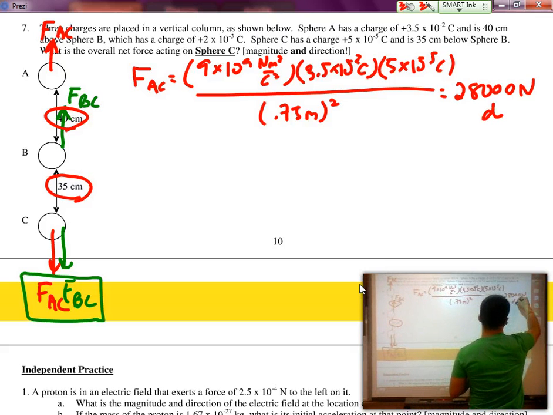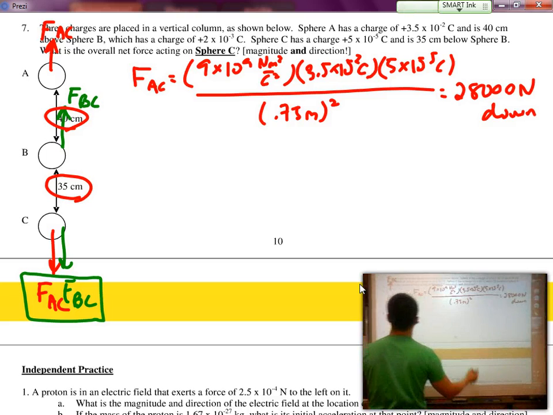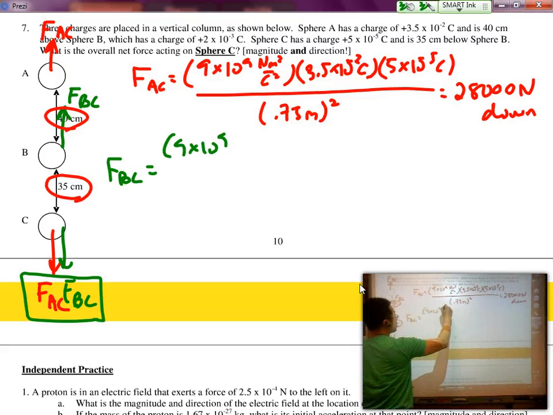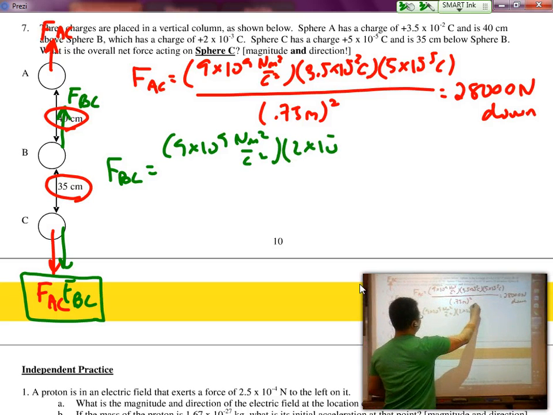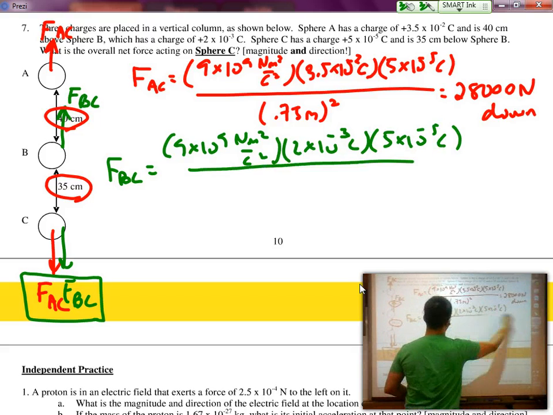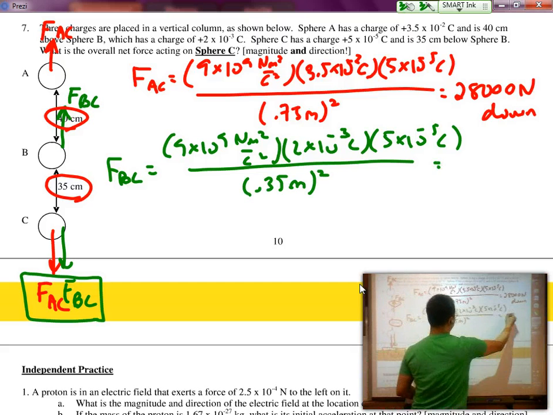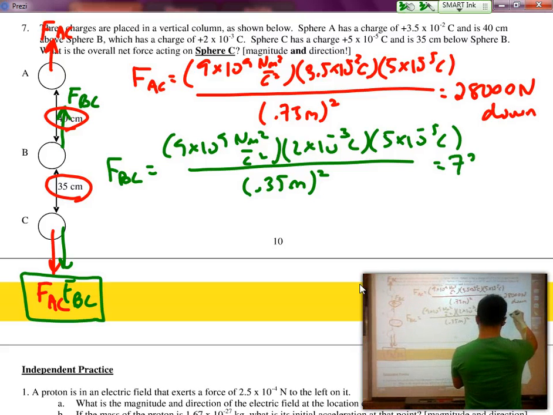28,000 newtons downwards. For the force between spheres B and C, it'll be 9 times 10 to the 9th times 2 times 10 to the negative 3rd times 5 times 10 to the negative 5th divided by the distance between the two of 0.35 meters squared. And we get an answer of 7,346.9 newtons down.